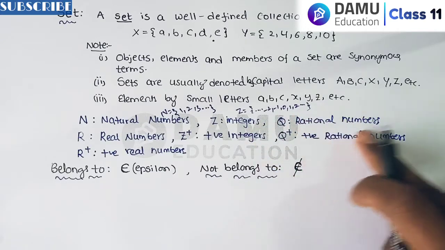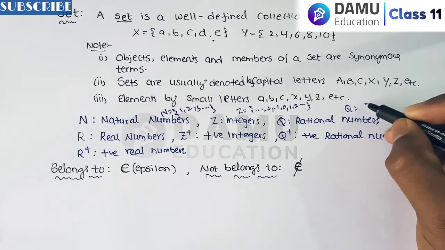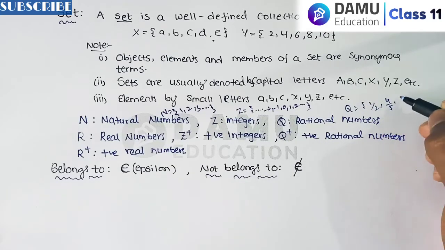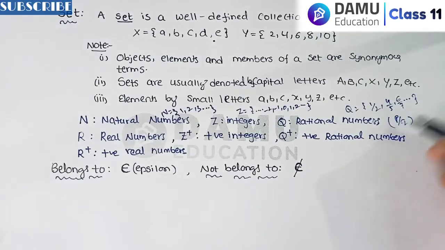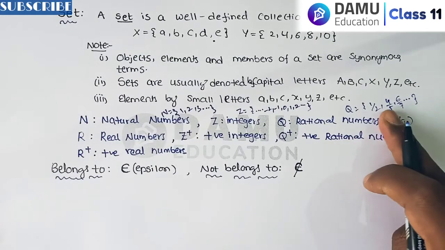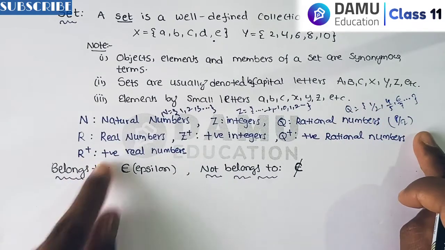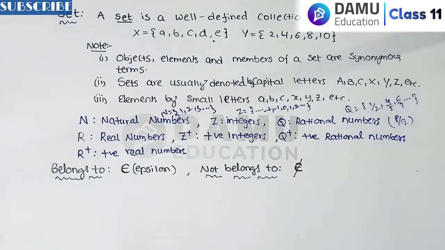Then rational numbers, in P by Q form. You can write rational numbers Q is equal to 1 by 2, 3 by 4, 5 by 6, 7 by 8, whatever rational numbers will be like that. It is in the format of P by Q. So if you write a number in the format of P by Q, then it is called a rational number. Real numbers: real numbers is a group of all the sets. All the numbers will come under real numbers.